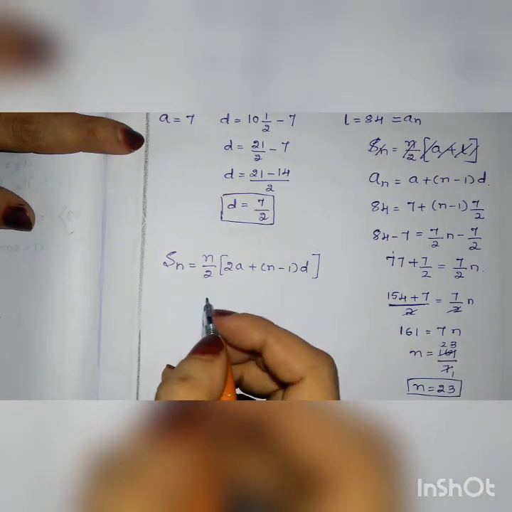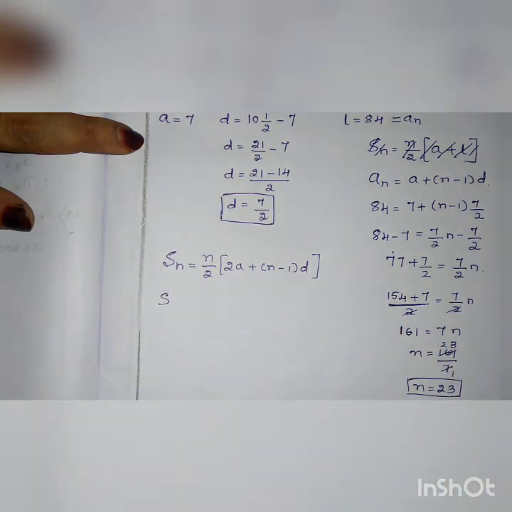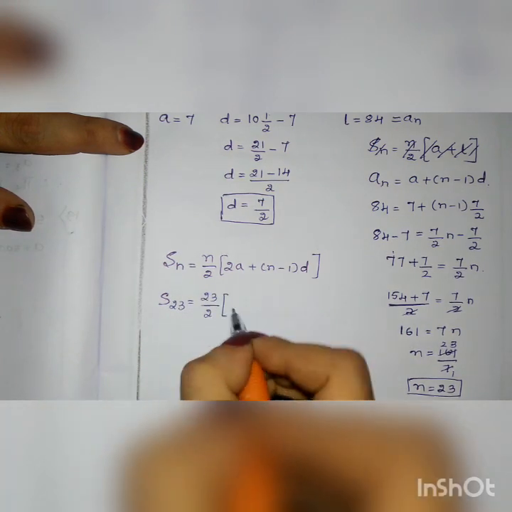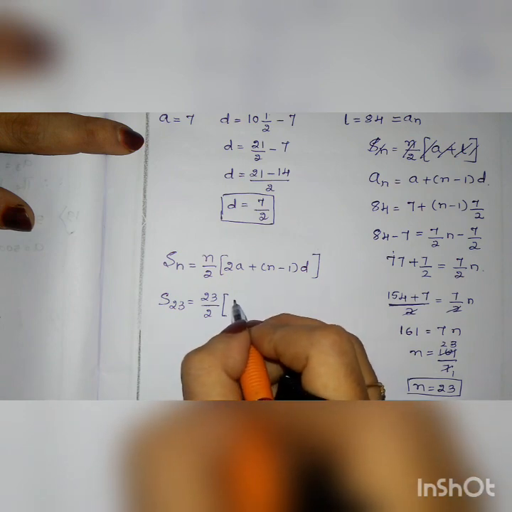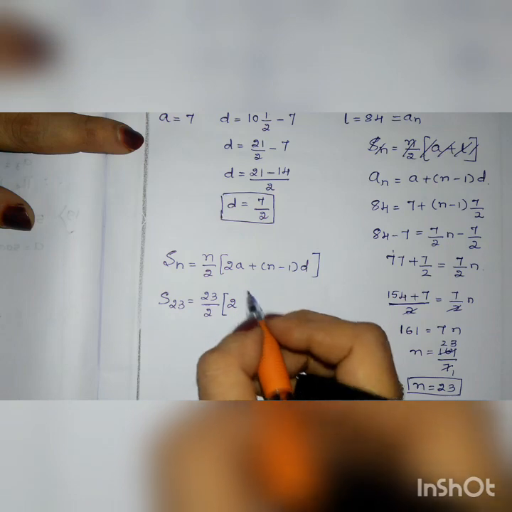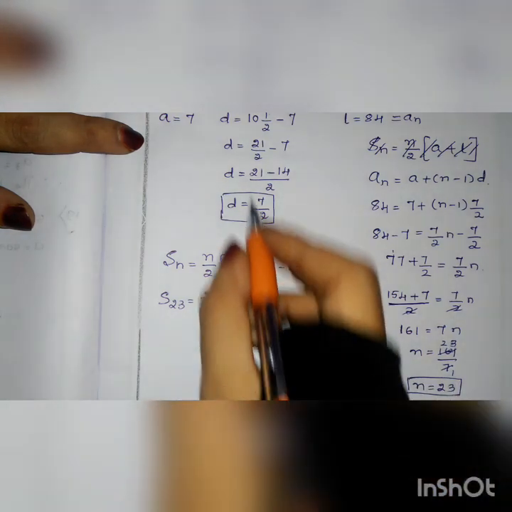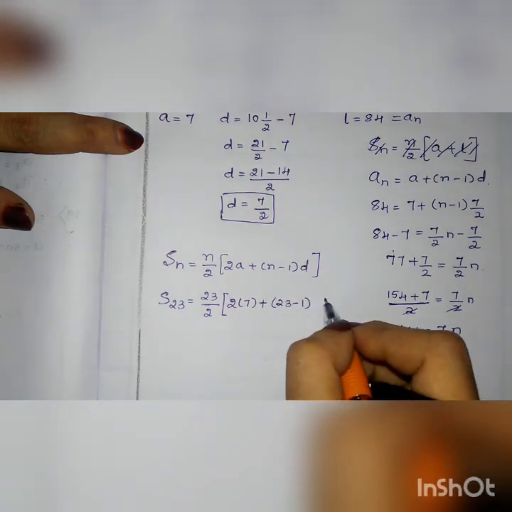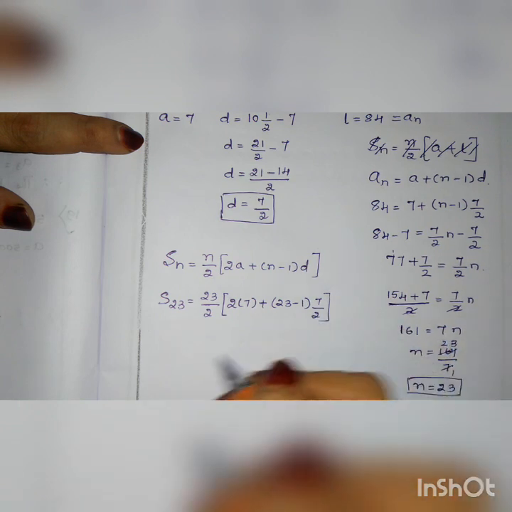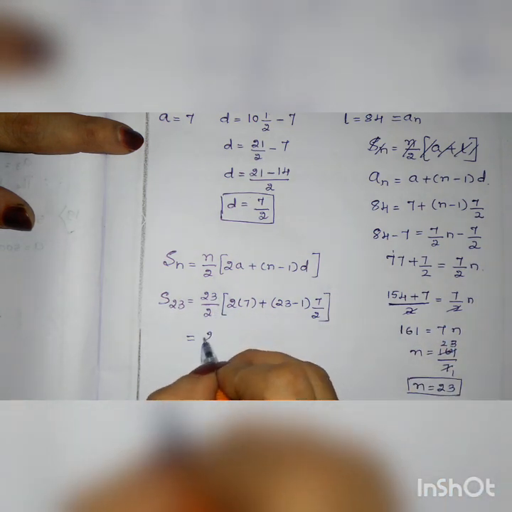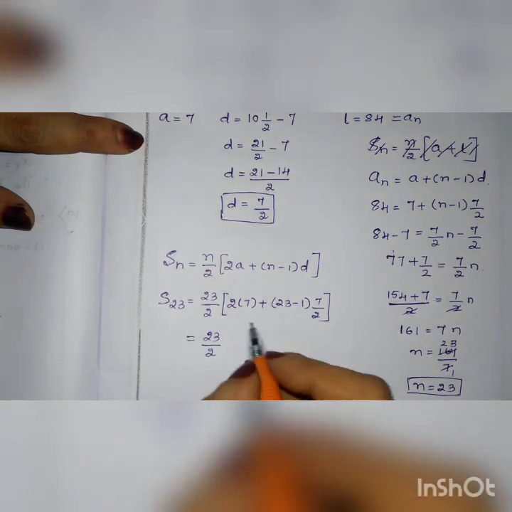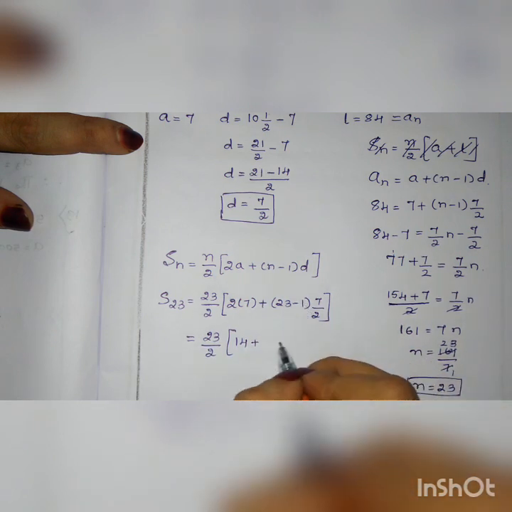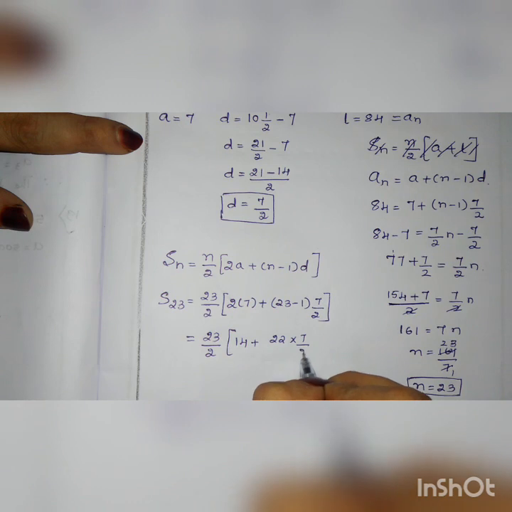So Sn will be S23 now. 23 is equal to 23 by 2 [2a, and a is what? The value is 7, plus n is 23 minus 1, d we have got already, 7] by 2. 23 by 2 we cannot cancel, so keep it as it is. 7 2s are 14 plus 23 minus 1 is 22, into 7 by 2.